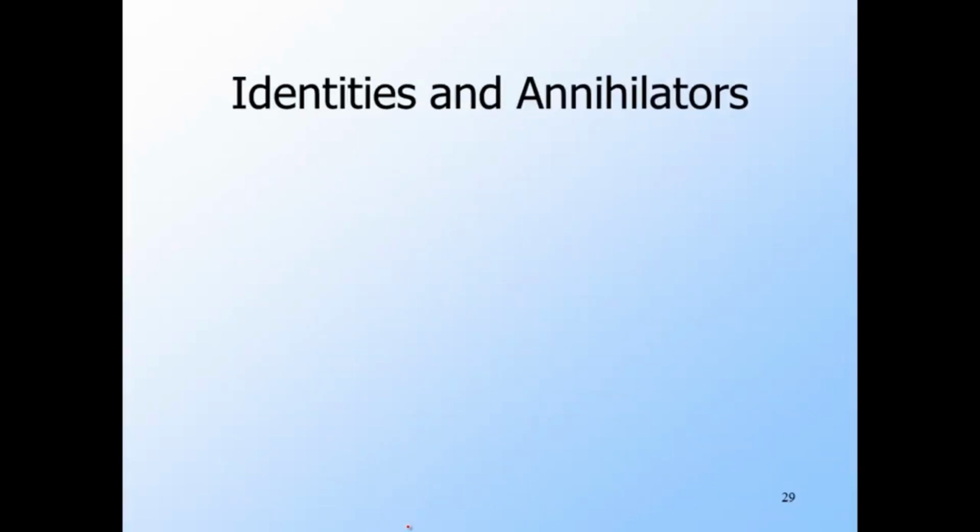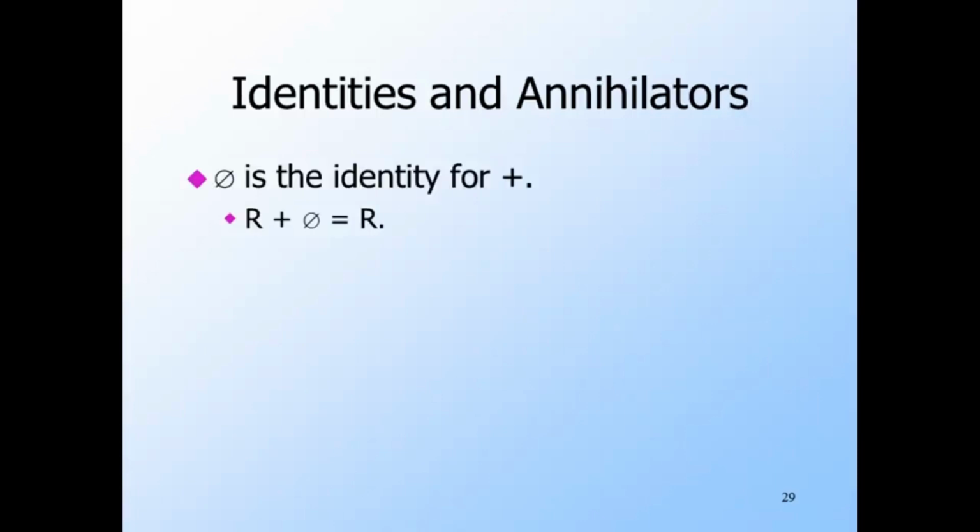Okay. Arithmetic also has certain constants that serve as identities for addition and multiplication. Obviously, 0 is the identity for addition, and adding 0 to any number gives you that number back. Likewise, 1 is the identity for multiplication, because multiplying any number by 1 gives you that number. Finally, 0 is also the annihilator for multiplication, because multiplying any number by 0 gives you 0.